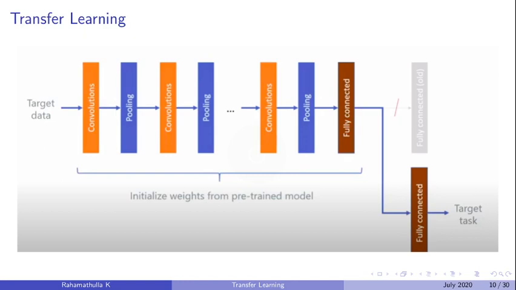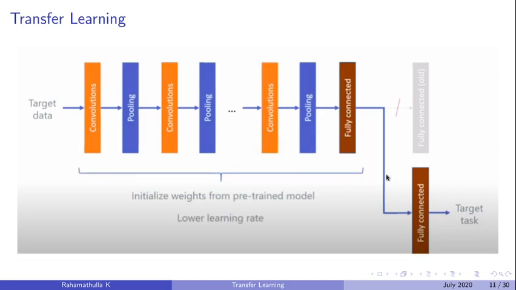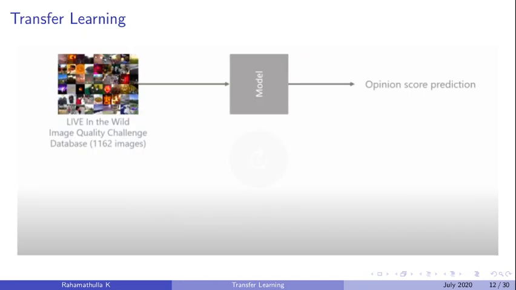Or you can do it in another way. The other way you can do transfer learning is to initialize the weights from a pre-trained model. So you have a system, but the weights are being assigned from a pre-trained system. Or the learning rate can be lower.